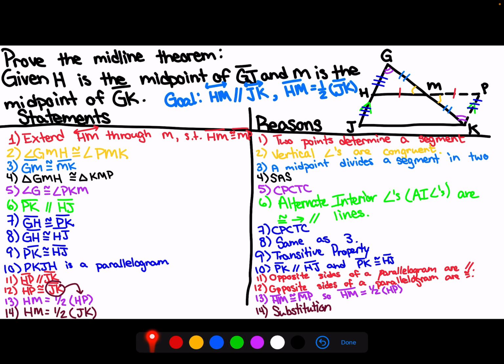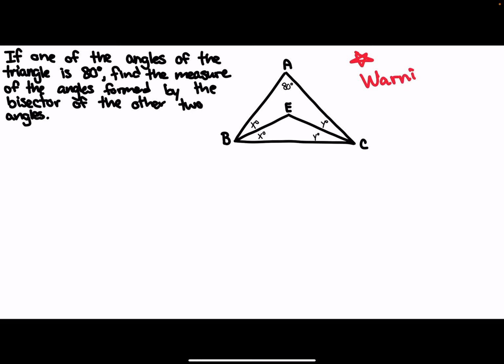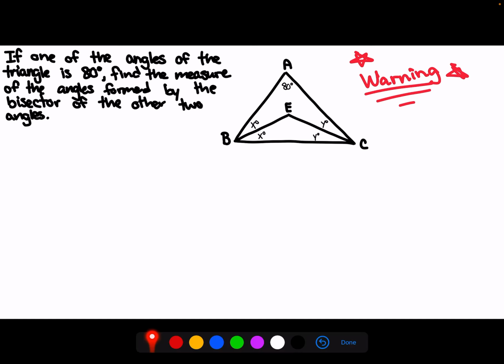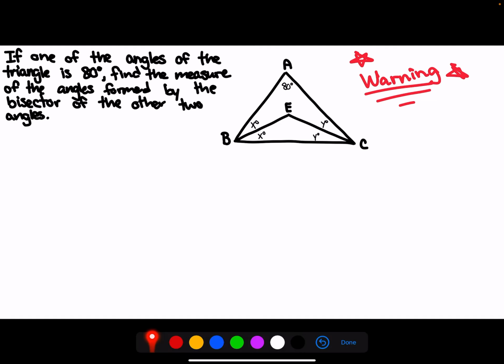Awesome. So, next up, this problem is very important that you guys get down. If one of the angles of a triangle is 80 degrees, find the measure of the angles formed by the bisector of the other two angles. So, again, very important that you guys know this one. It will show up again. So, what they're asking for here, find the measure of the angles formed by the bisector of the other two angles. What they want us to find is to find the measure of angle BEC.